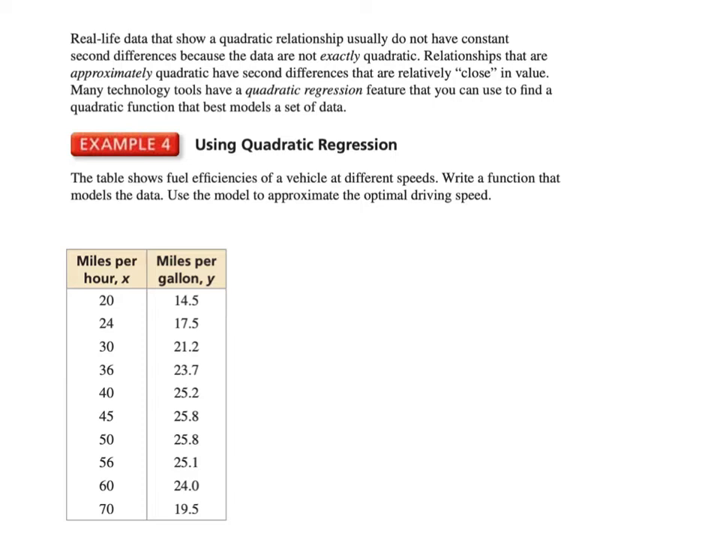If you notice the table, your x values do not go up by equal increments. It goes from 20 to 24, which is an increase of 4, and then it increases 6 from 24 to 30, and then it increases 6 more from 30 to 36, and then increases by 4. So there's not a consistent increase in your x values. So we cannot do what we did before and look at the first and second differences and see if they're even close. So that's not possible. So we need to go straight to graphing.